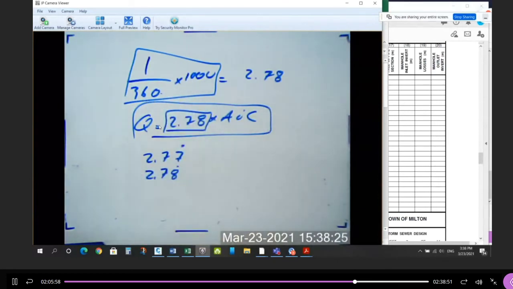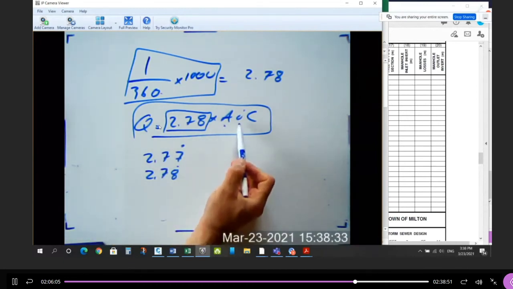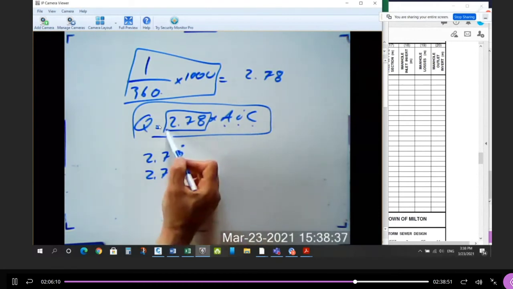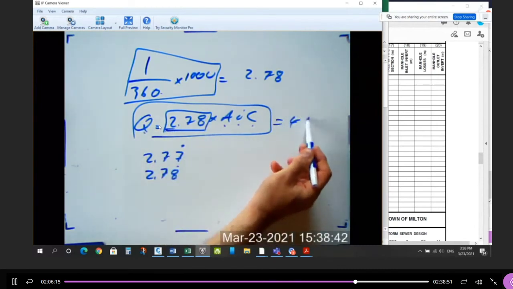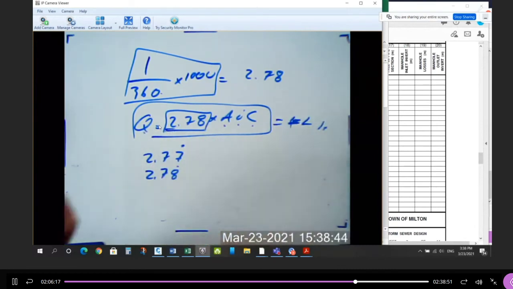360 is actually converting from seconds to minutes and hours. Remember, millimeters per hour and so on. It's a conversion factor because this is in hectares, this is in millimeters per hour, and this doesn't have any units. So this is the conversion factor to make sure Q comes out in liters per second. Okay. So my formula is a little different. It'll come out the same.